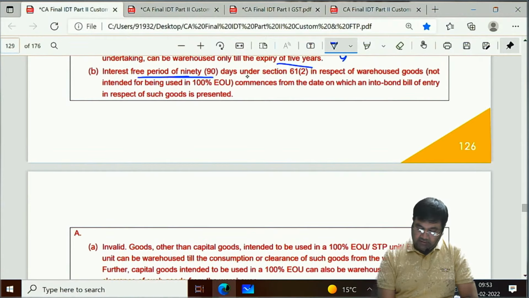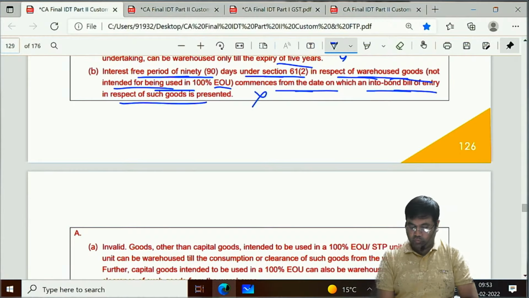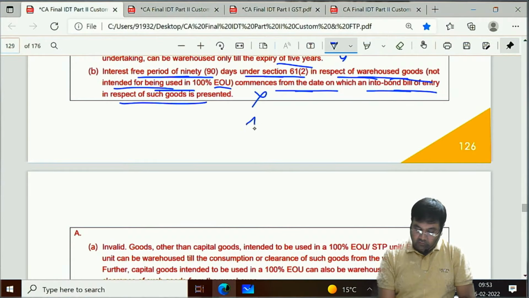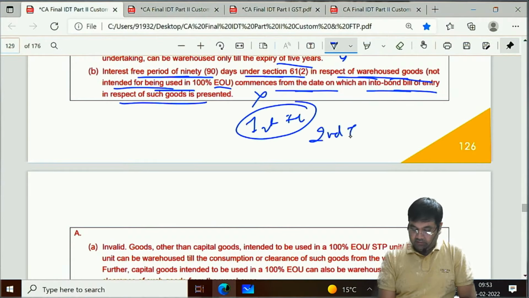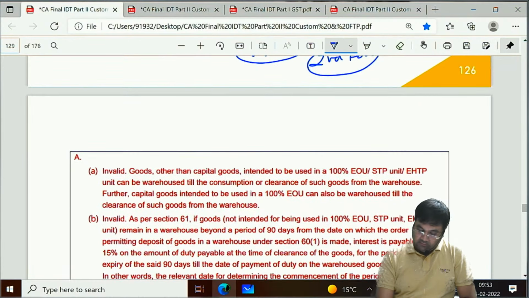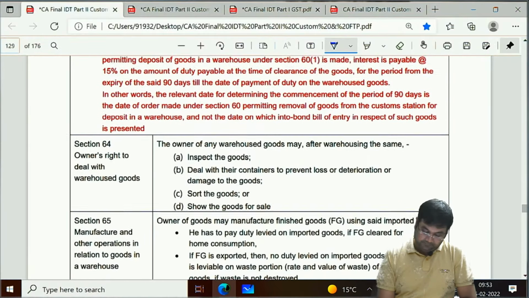Interest-free period of 90 days under section 61 subsection 2 in respect of warehouse goods not intended for being used in 100% EOU commences from the date on which an into bond bill of entry in respect of such goods is presented. No, not at all. It depends on when the officer is going to give the order. So the into bond bill of entry is presented on 1st February. The officer gives the order on 2nd February that okay, you can deposit in the warehouse. So 1 year is going to be counted from this 2nd February when the officer gives the order.